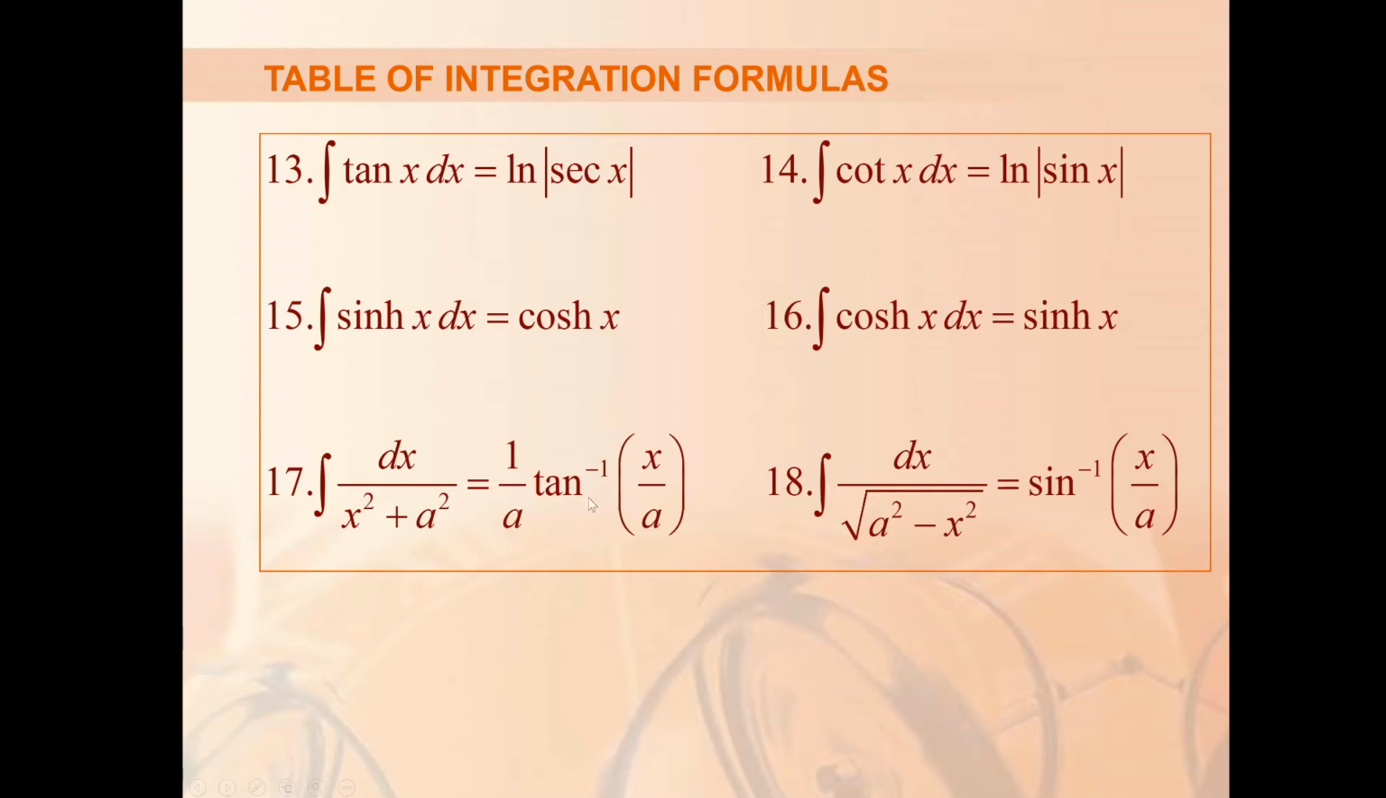And then 17, 18: the inverse trig functions once you integrate. Again, you see the pattern here. It's the sum of two perfect squares, the variable with the constant, and this one is 1 over the square root of a squared minus x squared. It's kind of like the Pythagorean theorem, with a right triangle. Once you integrate it, it's the inverse sine of x over a.